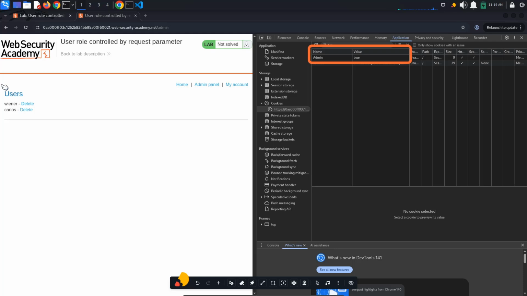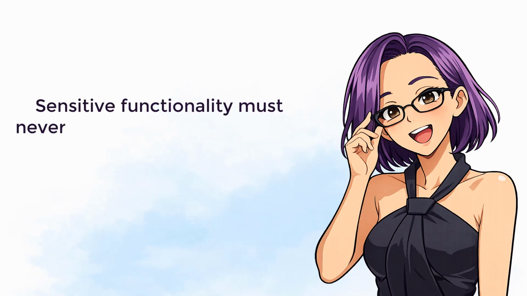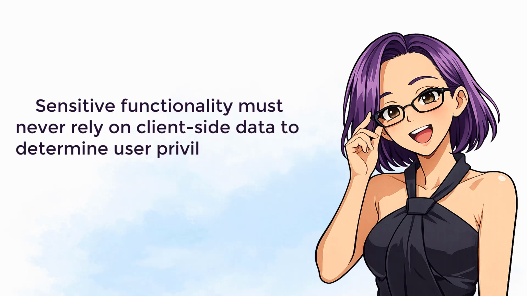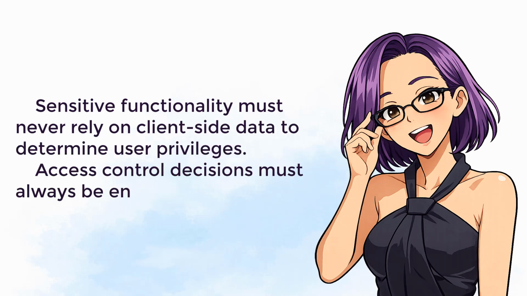This confirms the vulnerability. The application relies on a user-controlled cookie to determine whether a user is an administrator. Because cookies are fully controlled by the client, this access control mechanism can easily be bypassed. Remember, sensitive functionality must never rely on client-side data to determine user privileges. Access control decisions must always be enforced on the server.